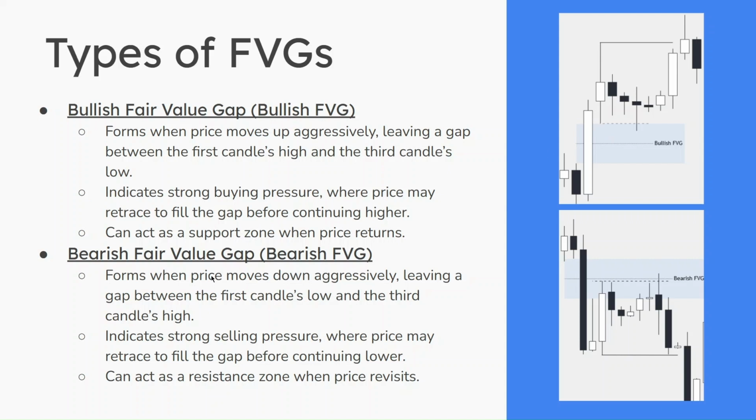So vice versa, we have a bearish fair value gap, which forms when price moves aggressively down, leaving a gap between the first candle's low and the third candle's high. As we can see here, we have a bearish fair value gap. It indicates strong selling pressure and the price may later retrace to fill the gap before continuing lower. The gap left can be seen as a resistance zone when price retraces back, as we can see in this example.